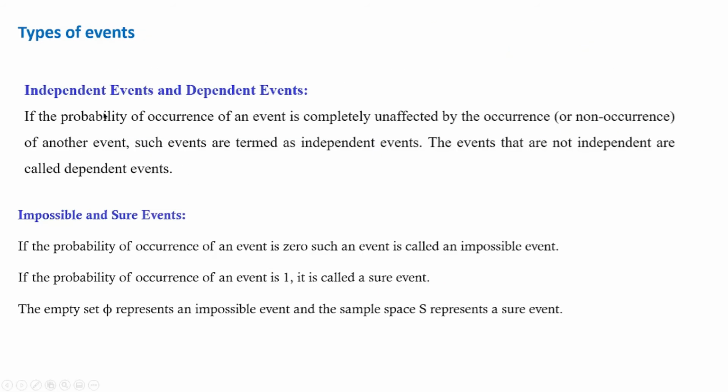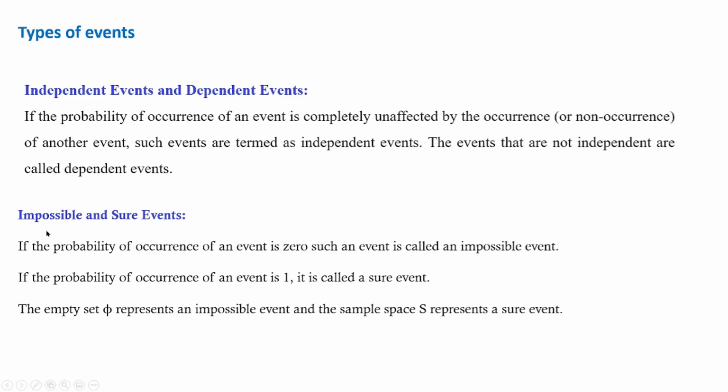Now we will move on to different types of events. The first one is independent events and dependent events. If the probability of occurrence of an event is completely unaffected by the occurrence or non-occurrence of another event, then such events are called independent events. If the events are not independent, then they are called dependent events.